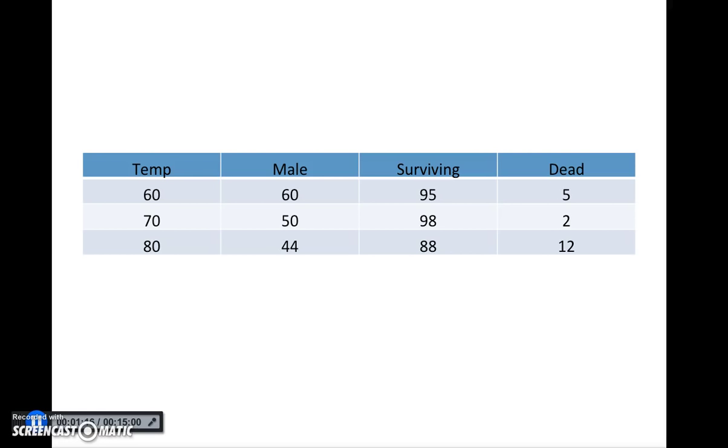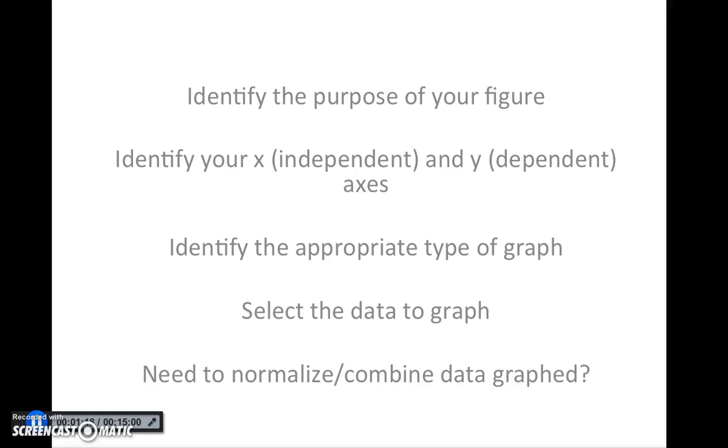All right, so let's go through our questions. Let's say that for this figure, what I want to show is whether temperature affects the survival of fish. That's the question that I want to address with this figure. So for that graph, my x-axis or independent variable would be temperature. That's the thing I'm adjusting, and my y-axis or dependent variable will be fish survival, what I'm measuring.